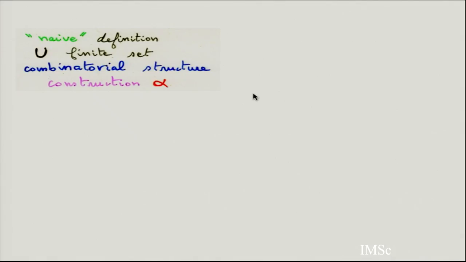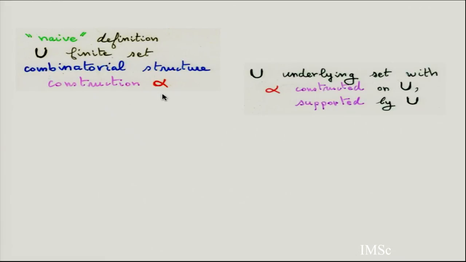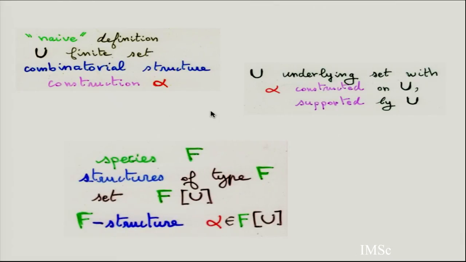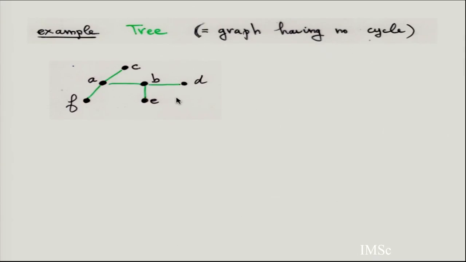So there are different ways of looking in a general setting, but I like the species approach of the people from Montreal. So the naive definition of a species: you have a finite set, and on this set you have a combinatorial construction. Like, for example, take a set equal to A, B, C, D, E, F, and you can define a tree on this set. A tree is a graph with no cycle. This is the idea. You have a certain set. You can define what is called the species, combinatorial species, which are trees.